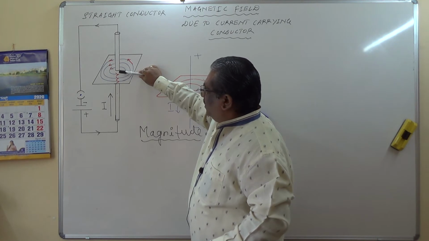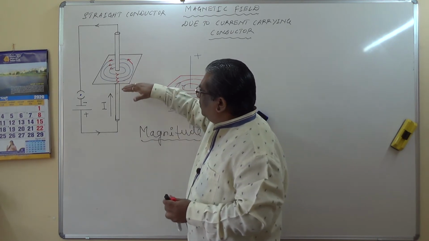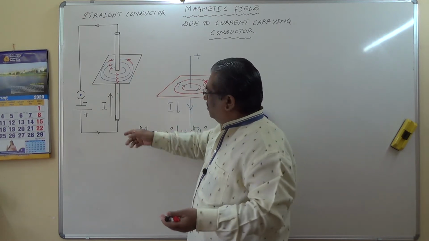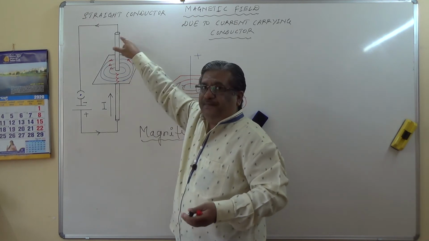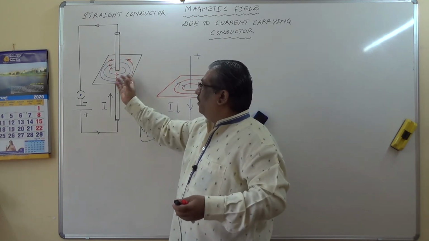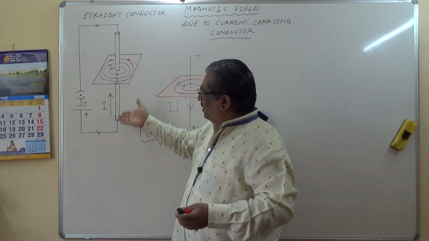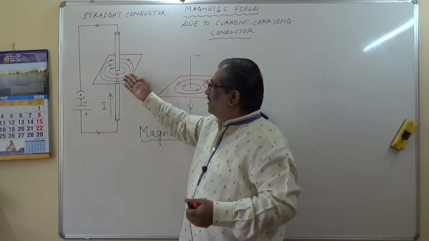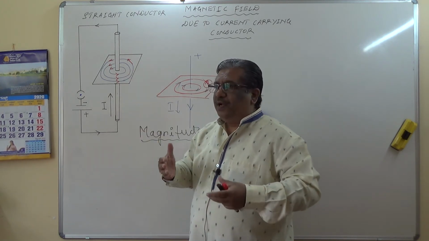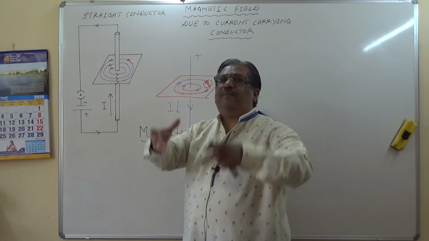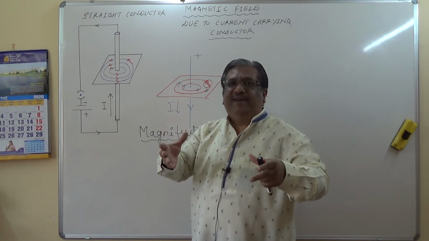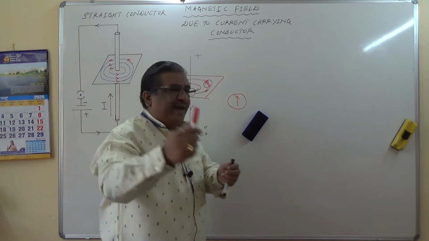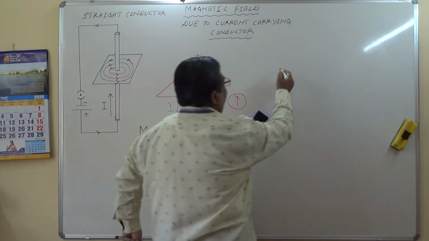Do you think that the magnetic field is present in the conductor only at this point? No. The magnetic field is present from this end to this end. That means these circles, these concentric magnetic field circles, will produce an envelope of magnetic field lines around the straight conductor. So you can imagine the magnetic field around a straight conductor something like this.